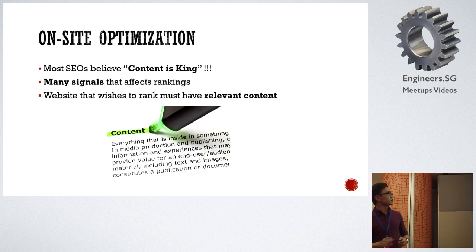Okay, so what is on-site optimization? Very quick explanation. Basically, on-site optimization is about having good content, because most SEOs believe that content is king. There are many factors affecting ranking, but what do I mean by good content? You go to websites, and some websites are just blank pages. You don't have a lot of quality content or anything that is useful for you.